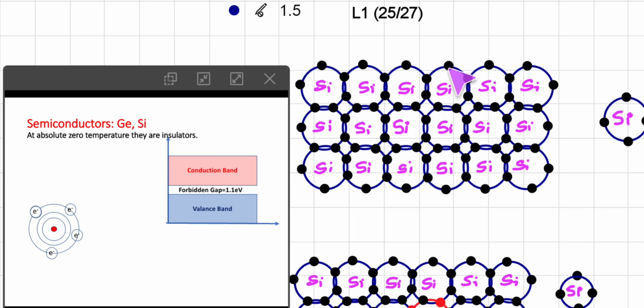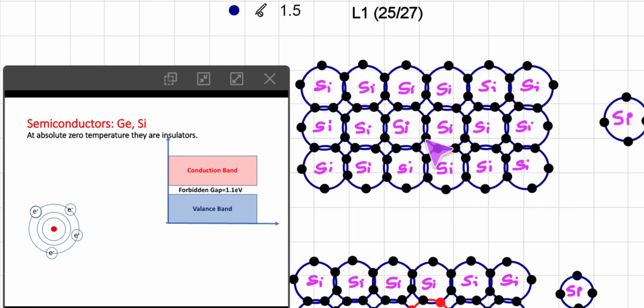The fourth electron of this atom is shared by this one. So here we get bonding and we get 2 electrons. Similarly this atom also shares electrons, so here we get 2. Similarly this, and this way the octet of silicon is complete. So this completes the octet and becomes stable, and in this way almost all atoms become stable. So that is the first thing.